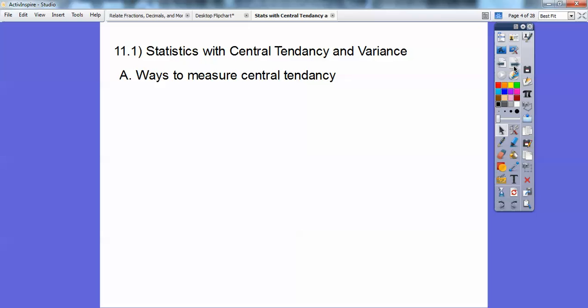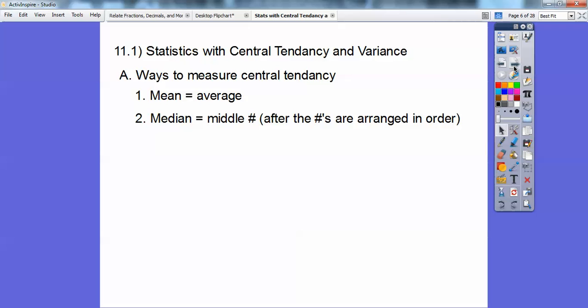So ways to measure central tendency is mean. Mean equals average. You guys have done that before. You've probably done median also. Median is the middle number after you arrange them from smallest to biggest or biggest to smallest. Sometimes there's two of them in the middle and you have to average those two if there's two numbers in the middle. Mode is the one that you see the most often.